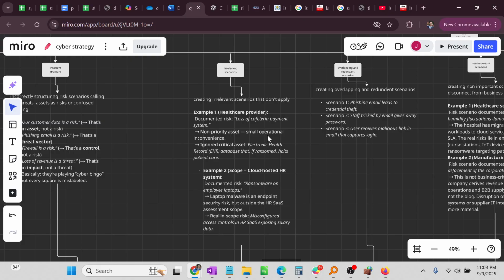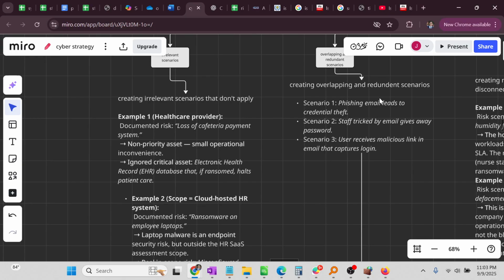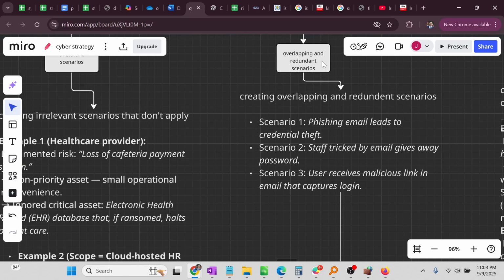You have a scope, you have an objective for risk, and you are not focusing on it. You are focusing on something else. Overlapping and redundant scenarios. You are creating the same scenarios again with different words.